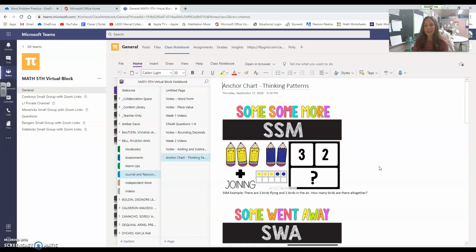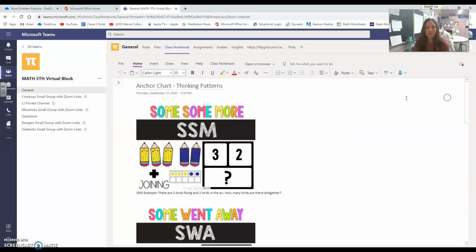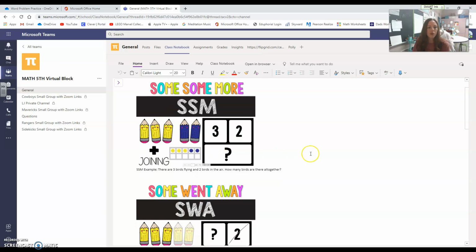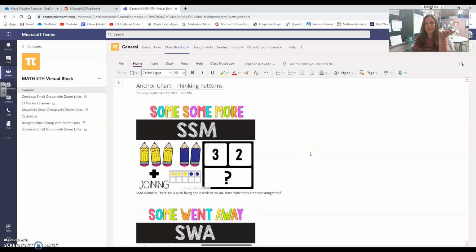Remember, we went over this last week, but I'm just going to review these. Some more means we're bringing in some more, and we're looking for the total. An example is there are 3 birds flying. There are 2 birds in the air. How many birds are there all together? You're looking for the total, so you are adding the 2 parts together.